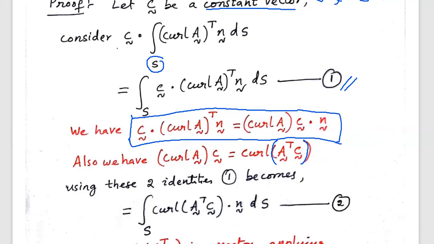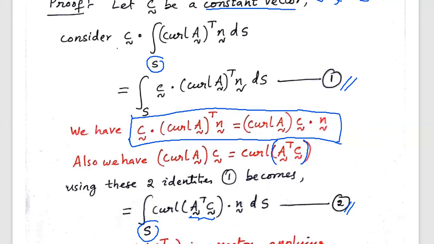So, the same surface integral. c dot curl A transpose N is nothing but curl A c, and curl A c is nothing but curl A transpose c. Okay. So using those two, we get curl A transpose c dot N ds as it is. And let us call that equation 2.